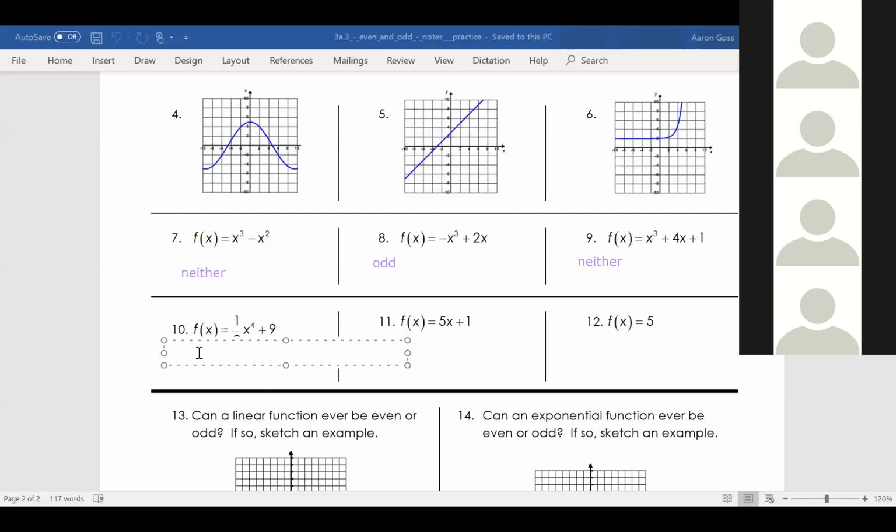Number 10. Neither. Again, all I'm doing is looking at the exponents. It's even. So what's the exponent of x to the 4th? That's even, right.